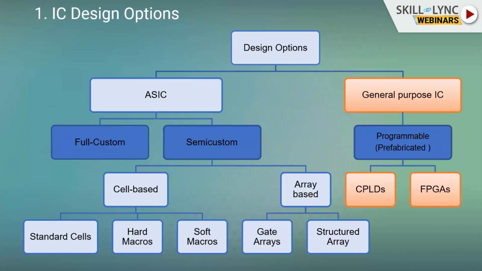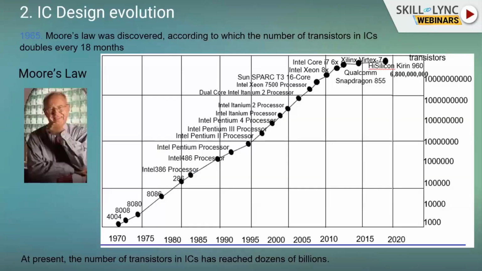So nowadays the industry is using these. I'm going to the next slide. Yeah. Then second, IC design evolution. When you are studying engineering, you might have heard about Moore's law. What it says is that every 18 months, every 1.5 years, the transistors inside an IC are going to double. That is what Moore's law is telling.